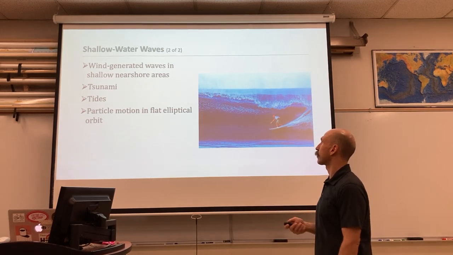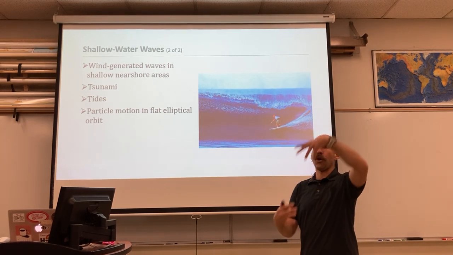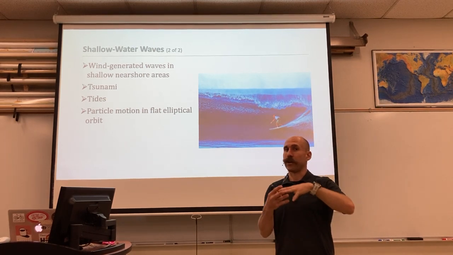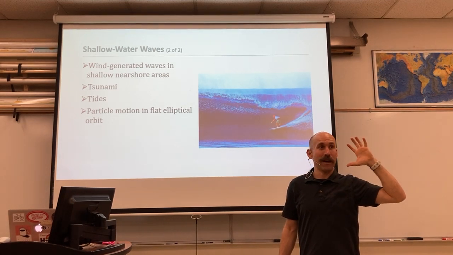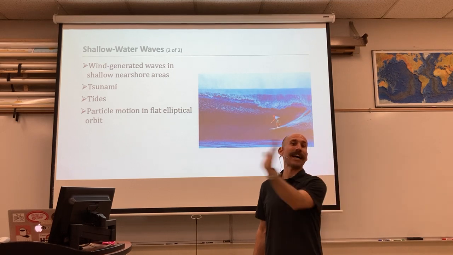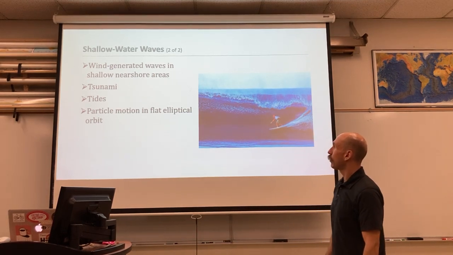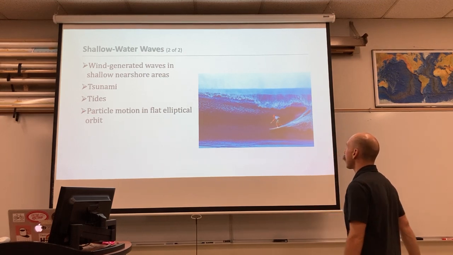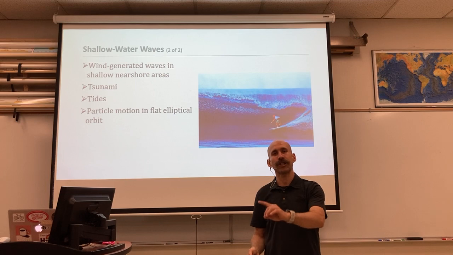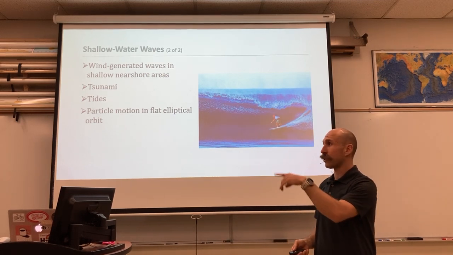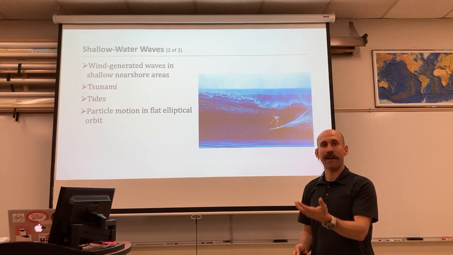Shallow water waves. Tsunamis also act like shallow water waves because they're so big, which we'll get into at the end. They're so big that they're a shallow water wave in the entire ocean. Tides are shallow water waves, and then particle motion is in a flat elliptical orbit. So it changes the shape of the wave as it's traveling through because of the action of the ocean floor.